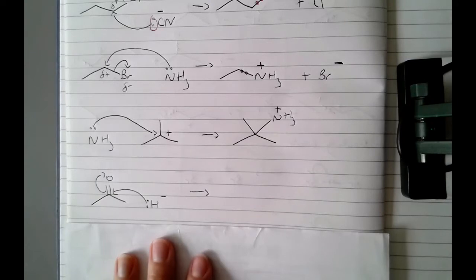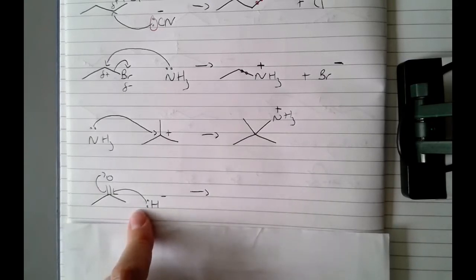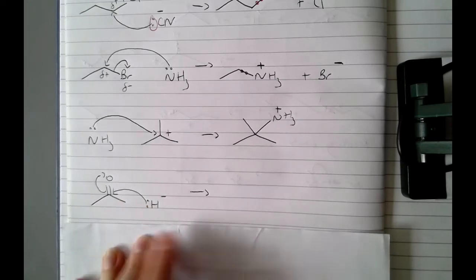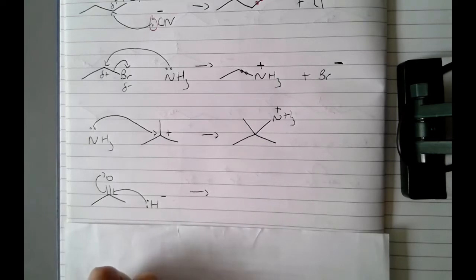Right, have a go at the next one. When you're drawing this, even though I've got skeletal, do draw the hydrogen. Show yourself where the hydrogen is going. Follow these 2 arrows, see what product you get. Remember, you're starting with something negative, so you do need to end with something negative.